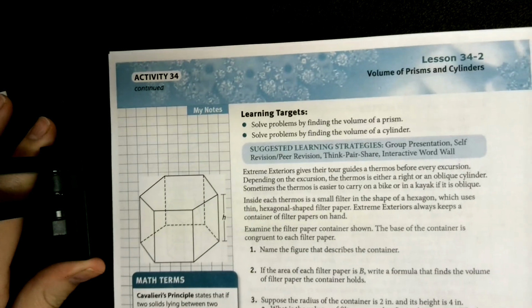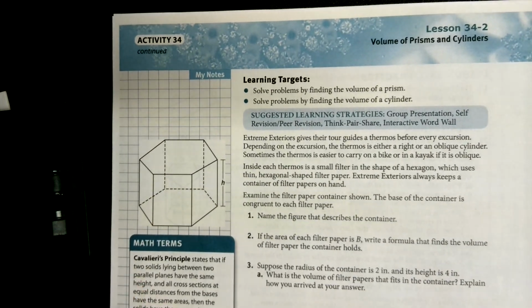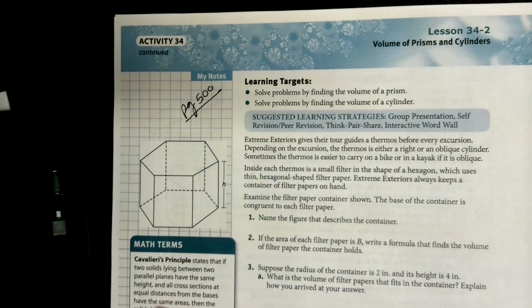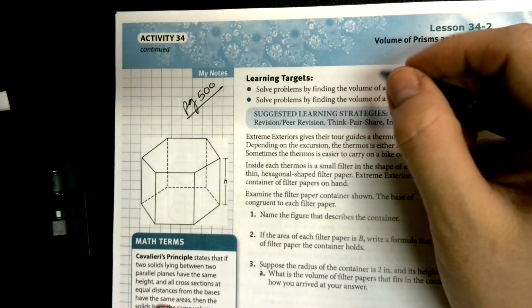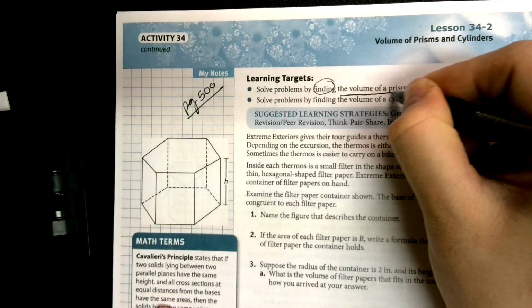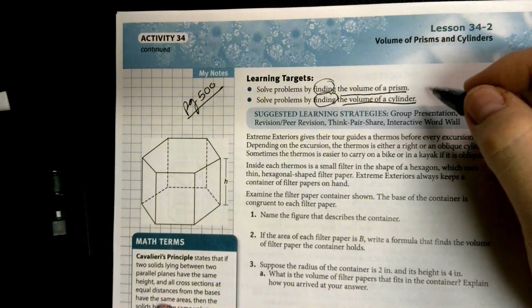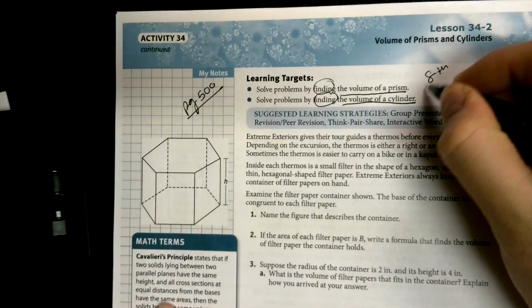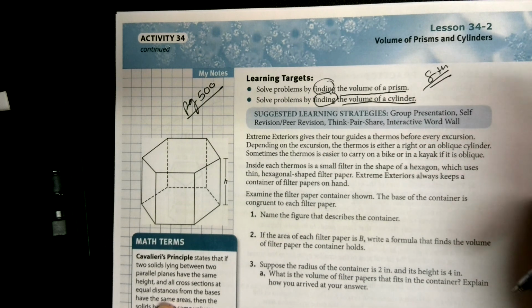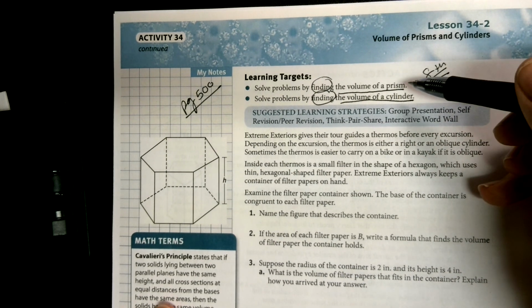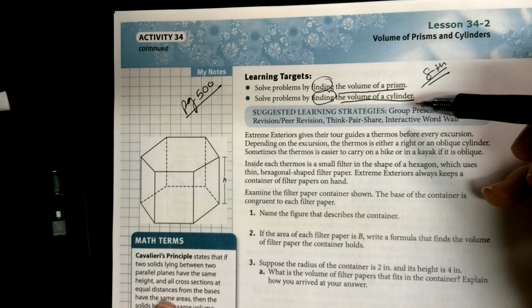All right. Lesson 34-2, and if we're looking at this, we are on page 500. We've made it to 500, guys. We are looking at solving problems by finding the volume of a prism and the volume of a cylinder. Now, these are actually 8th grade standards as well, so these are things that you may see on your iLearn this year. Volume of a prism and volume of a cylinder.